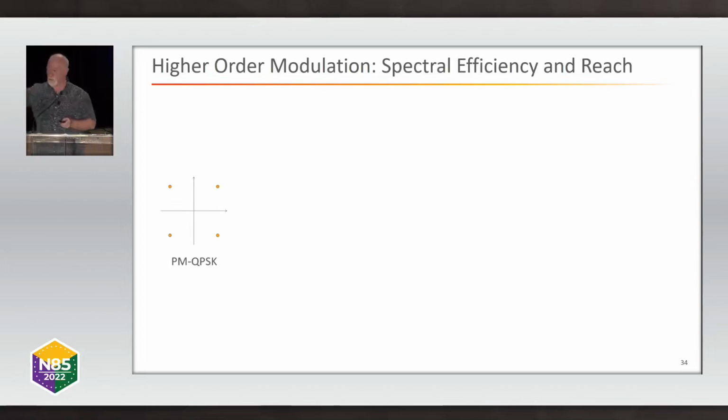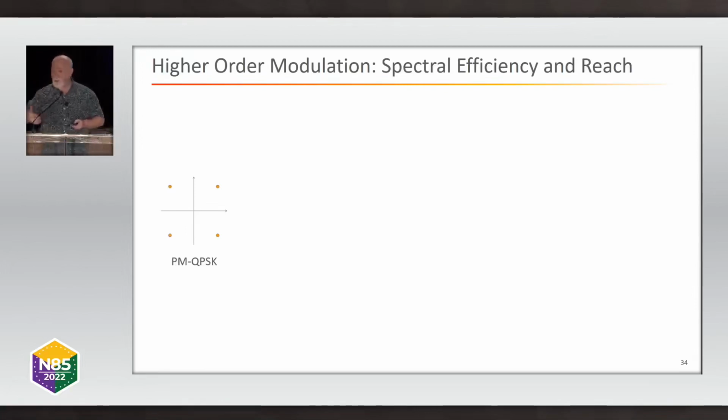You'll notice the 4 dots. Each one of those dots represents 2 bits. And if we send one of those modulations on the X polarization and send a different one on the Y polarization, we now have 4 bits in each modulation symbol. And we call this polarization multiplexed QPSK, quadrature phase shift keying.